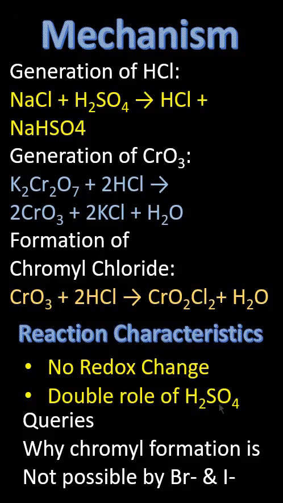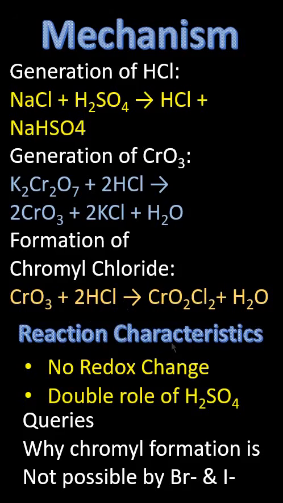Double role of sulfuric acid. Sulfuric acid plays a double role in this reaction. The first role is it releases the comparatively weaker hydrochloric acid from its salt, and the second role is it acts as a dehydrating agent whereby it absorbs this water, and the reaction equilibrium moves in the forward direction, that is towards the formation of chromyl chloride.